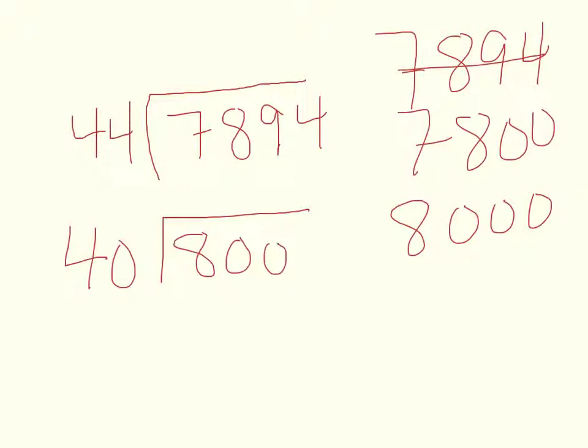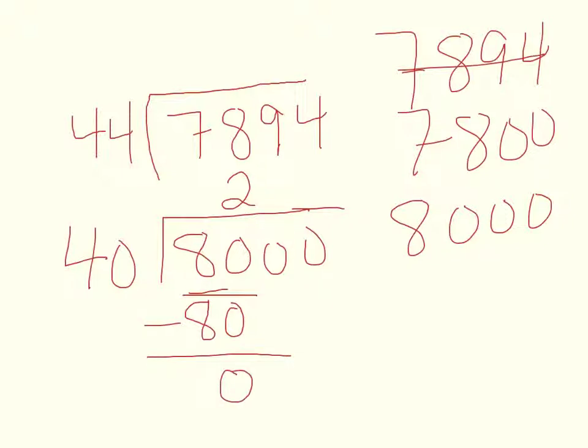These are compatible numbers. It makes it easier for us to divide. So how many 40s are in 8? Danny. Good job. There are 0 40s in 8. How many 40s are in 80, Dudu? Yes, you are correct. There are 2 40s in 80. 2 times 40 is 80. We subtract, and it's 0.